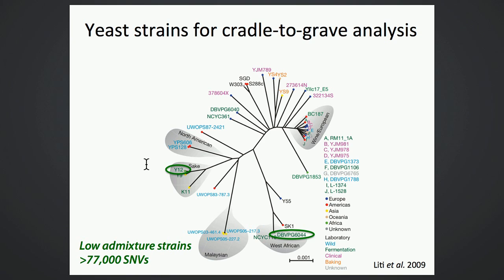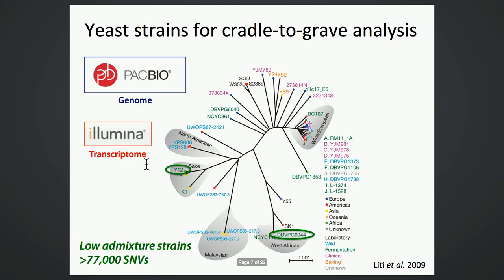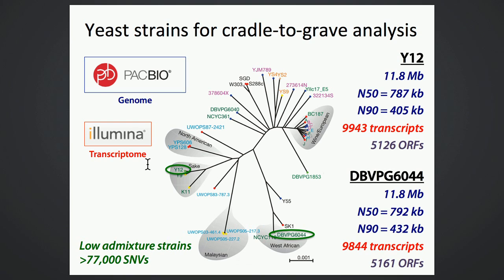And so to remedy this, next slide, please. We performed about 100x PacBio sequencing of each of these two strains, coupled with about 1,000-fold coverage with Illumina of the transcriptome. And next slide, please. We assembled these two strains into chromosome length contigs.